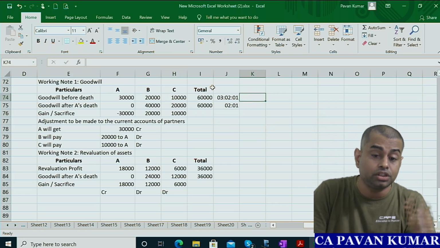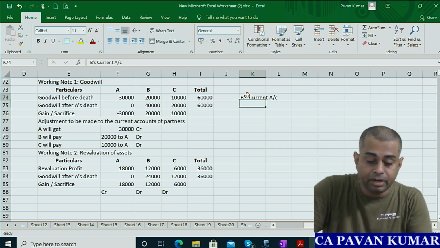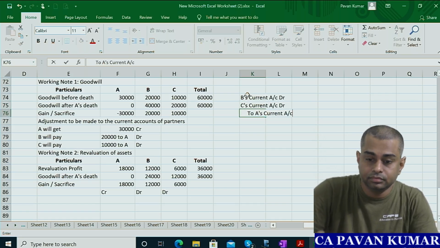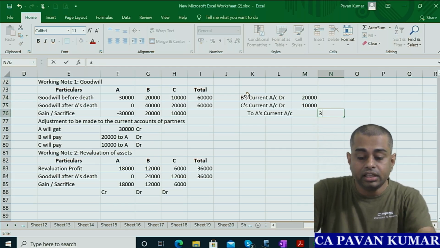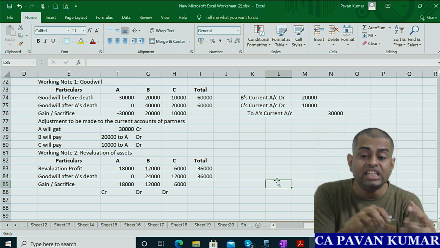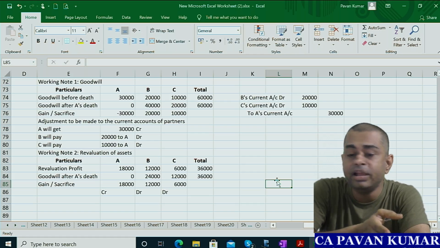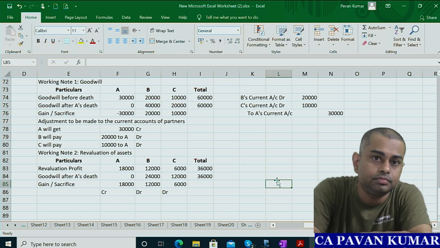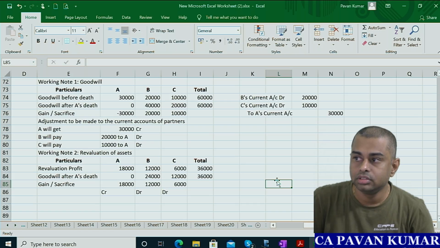If you want, you can write the journal entry also. Journal entries are not required in the question, but if at all you want, you can write like this. B's current account debit, C's current account debit, to A's current account credit. Here you will write 20,000, here 10,000, and A's current account 30,000. That's all. You are showing as if B is paying 20,000 and C is paying 10,000 to A. Same journal entry you will write for part 2 also: B's current account debit 12,000, C's current account debit 6,000, to A's current account 18,000. You're done. Copy this. Write down the journal entry. Write the second journal entry also.